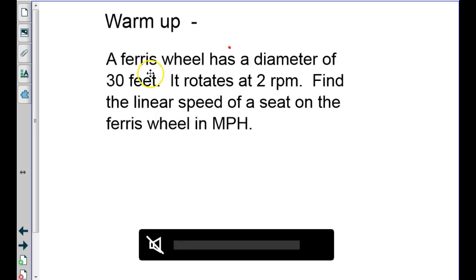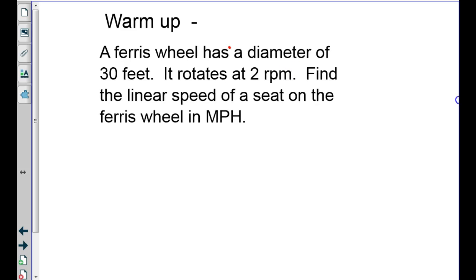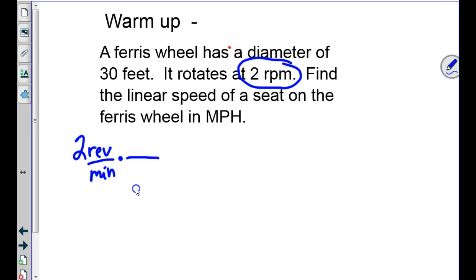A Ferris wheel has a diameter of 30 feet. It rotates 2 revolutions a minute. Find the linear speed in miles per hour. So we got to do a bunch of converting, but what do we got to convert first? Yeah, we need to take 2. Right now it is revolutions per minute, right? Good job. We got to change it to radians. So what do we need to do?